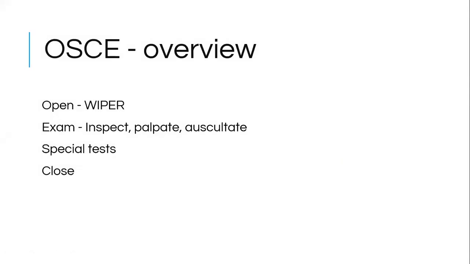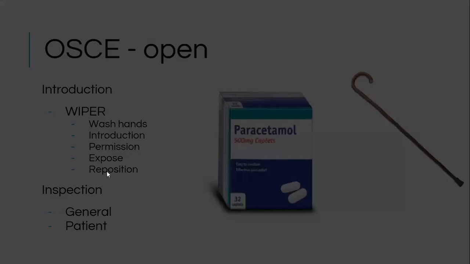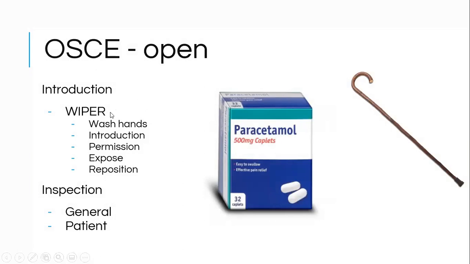Right, there's less background here because I'm going to go through some more detail when we get to the special tests because it gets complicated. But the OSCE goes through your open, your wiper, your exam, your inspect, palpate, your auscultate, your special tests, and your closing. So your opening, again, it's wiper: wash hands, plus PPE, pretend that's there. Your introduction, so you introduce yourself, check you've got the right patient. Permission, explain what you're going to do and gain permission to do it. Expose the patient and reposition them.